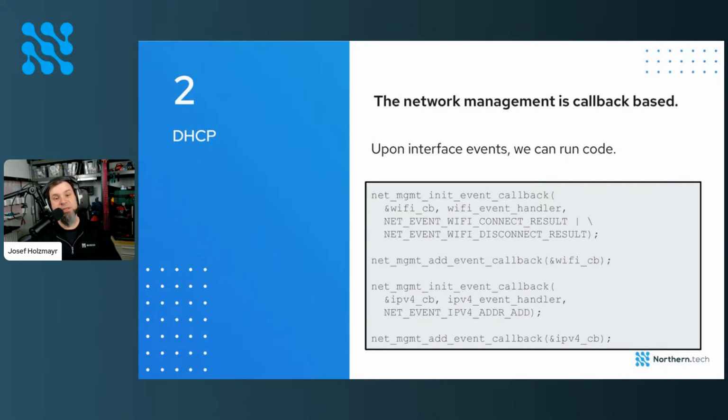This network management in Zephyr is entirely callback based. So you tell the network management, hey, here's this event structure. In this case, it's an event callback, for example. And tell it, okay, this is the callback that I have. If this happens, then go there. We do this for Wi-Fi up. We do this for IP address obtained, things like that. So we can actually trigger on something.